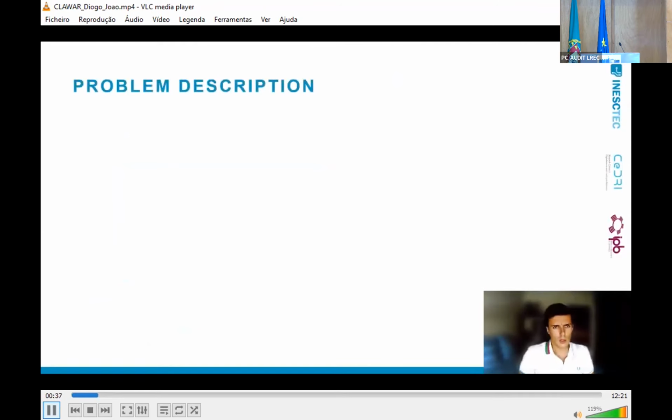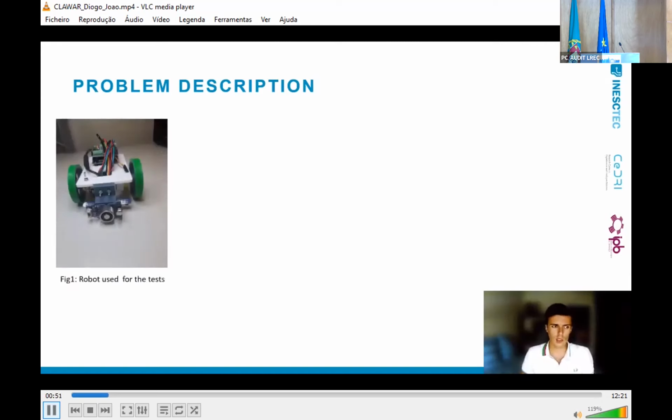The problem that originated the study for this article was that in Portugal there are several different competitions that are aimed at very young audiences. These competitions involve the utilization of a small differential traction robot that uses a follow-line control algorithm in order to accomplish several different tasks.